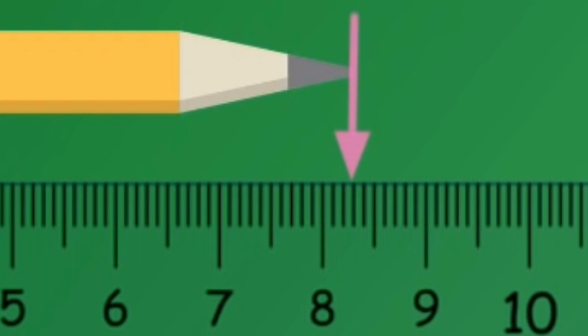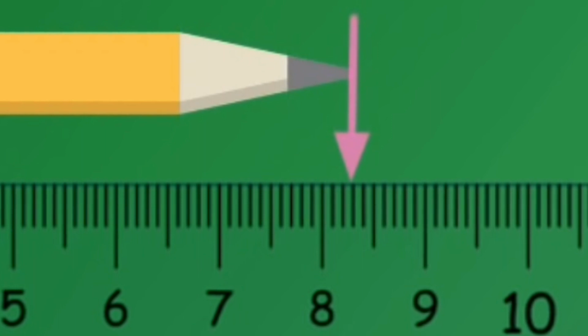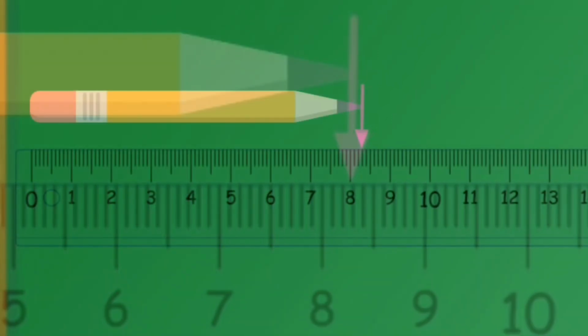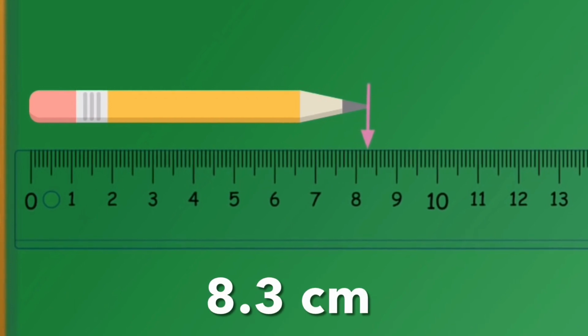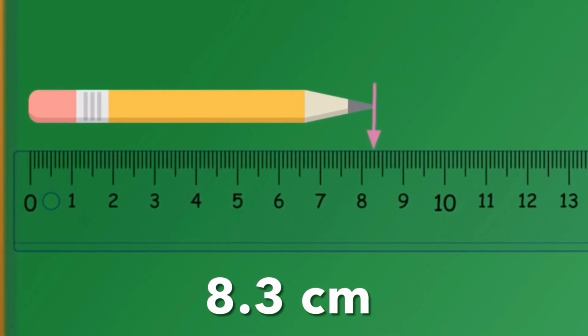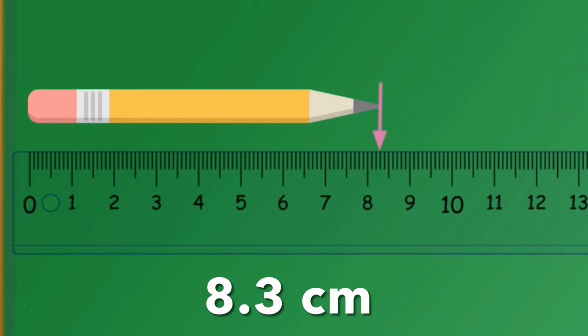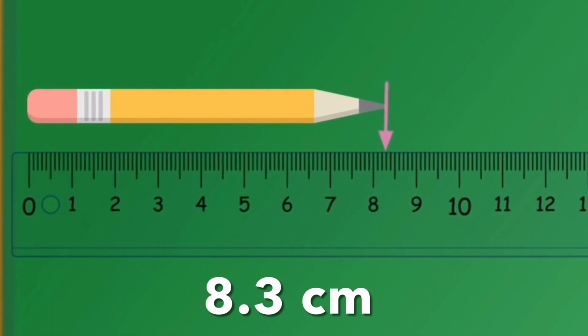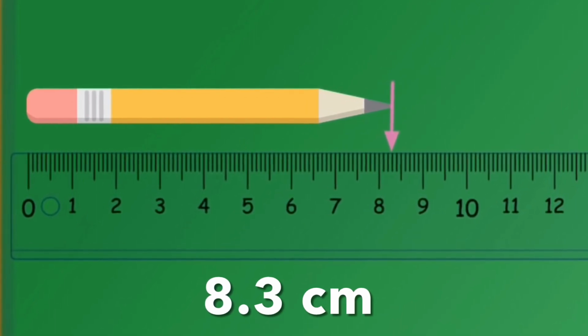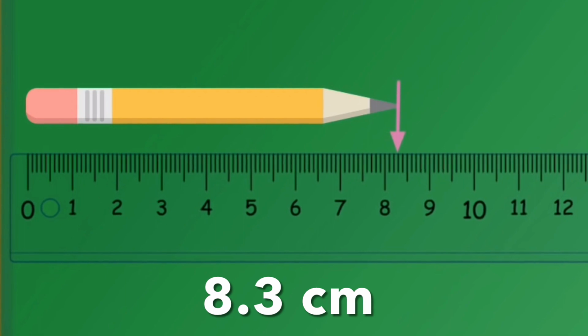Starting from number 8, 1, 2, and 3 smaller marks. So, the length of this pencil is 8.3 cm. Simple, isn't it?